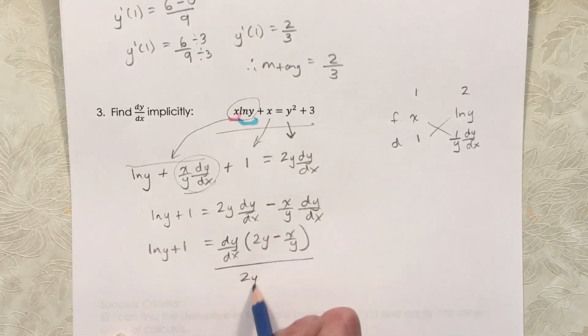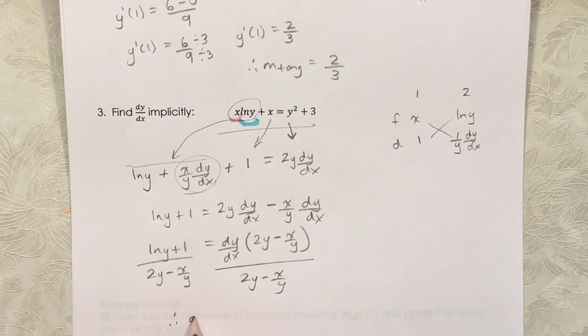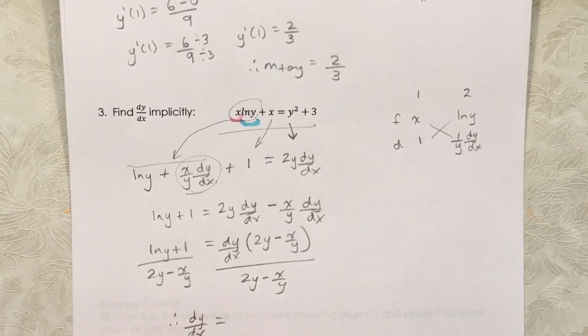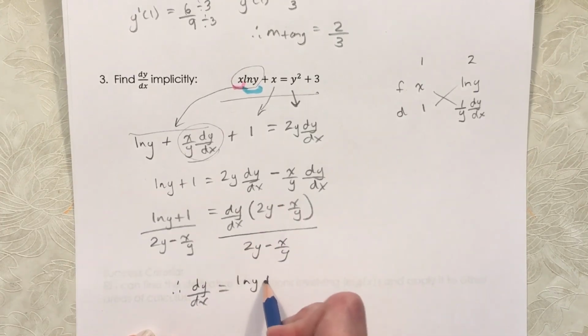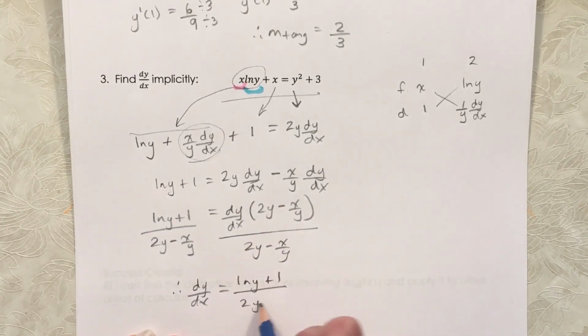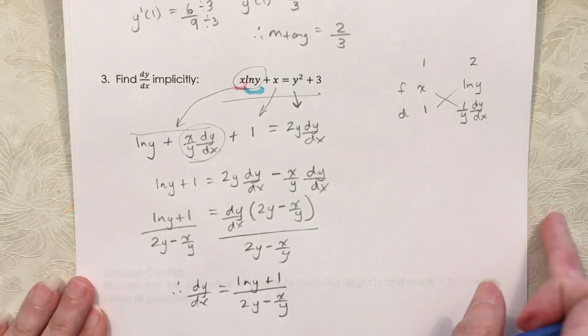Divide both sides by 2y minus x over y. And then again, not worrying about simplifying, but just getting dy by dx, ln y plus 1 over 2y minus x over y. And 90% of the time when you see this in first year, you're going to be finding it at a point. So at an xy combination, and you'll just be substituting in. So you want to be able to find the derivative and then substitute.